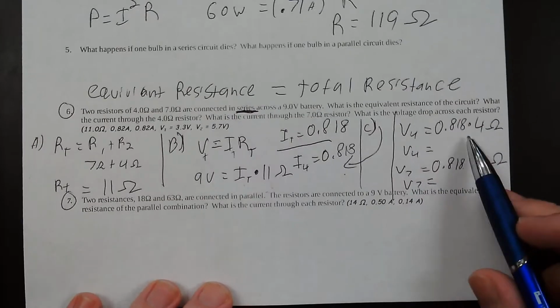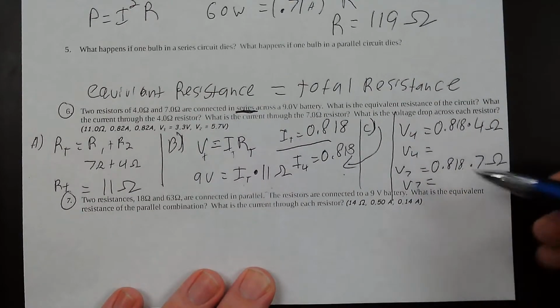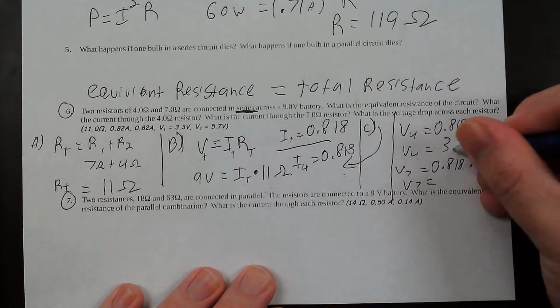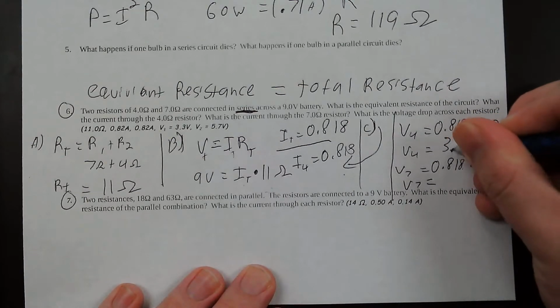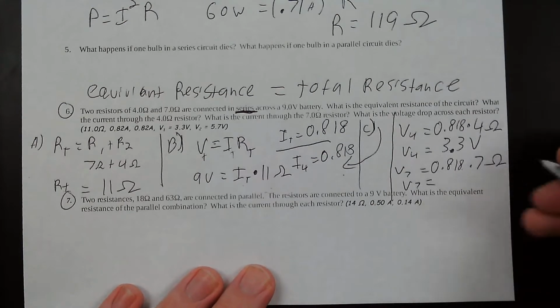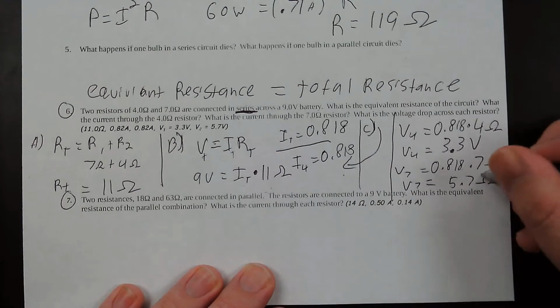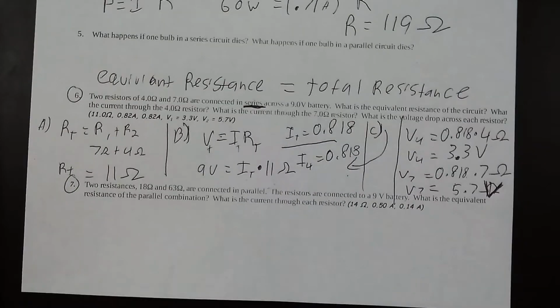Okay, now it's just a matter of calculating these, and when we multiply these together, we find that there is a 3.3 volt drop across the 4 ohm resistor, and across the 7 ohm resistor we have a 5.7, that should be volts. Okay, a 5.7 volt drop there.